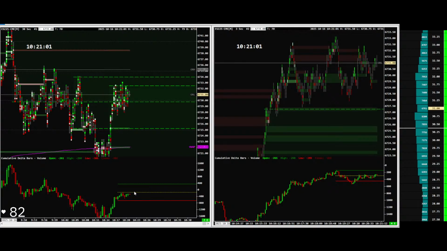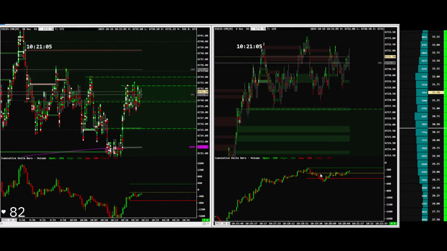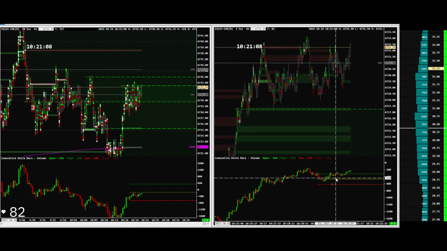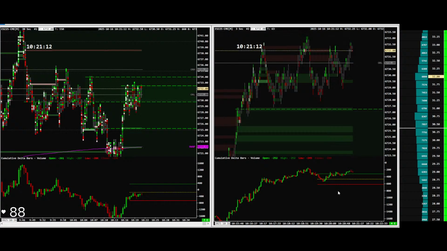I think you might have some reds on the 3-second. You might have to drop that box down a little bit. There's a string of reds down there. Not quite. I mean, not quite there yet.